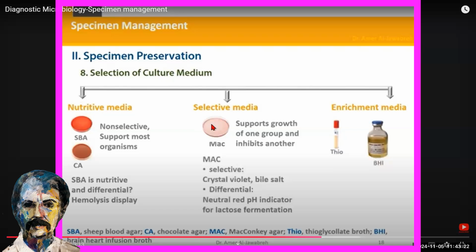Okay, so we have 3 types of media: nutritive, selective, and differential. Selective and differential, or selective or differential, because some media, they are only selective. Some media, they are only differential, and some media like McConkey, selective and differential together, and enrichment media. Okay, we have 3 types of media, and I think we talked about this in details in the basic micro. But also we will continue talking about these media in details in this course also.